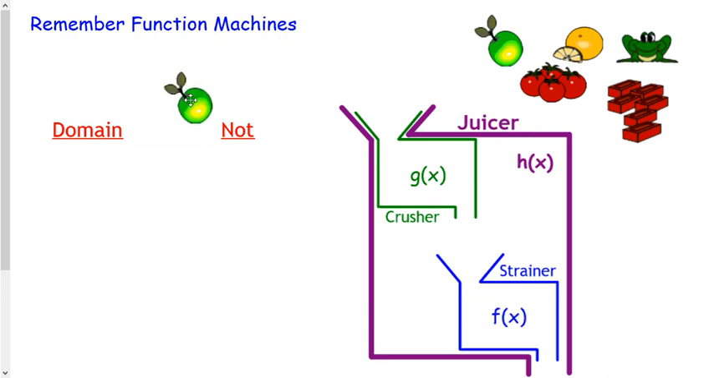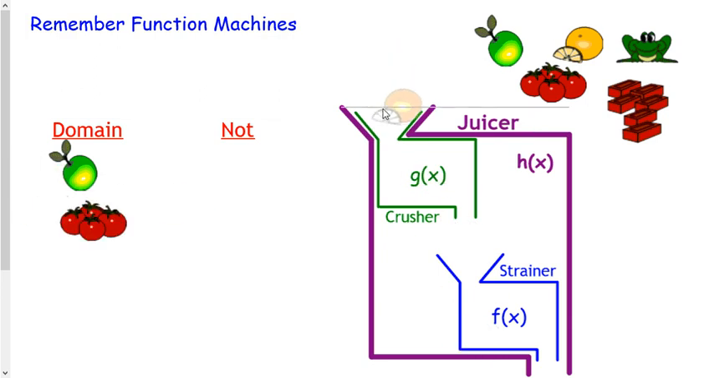So we said that apples were in the domain for our juicer. We said the same thing about tomatoes. They could go through. Same thing with oranges. They could be crushed, they could be strained, we could get juice out. We said that frogs, just not appropriate to put in a juicer, so we said that's not in the domain. We'd say that was not in the domain of this crusher because that's just cruel. We're not going to put a frog in there.